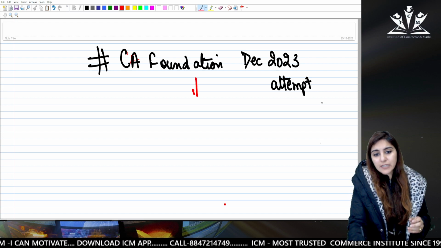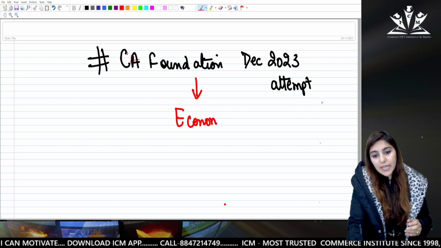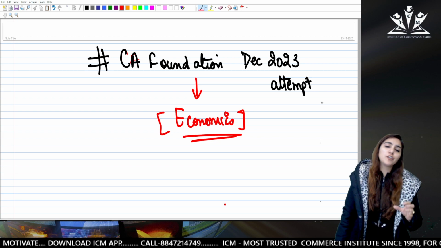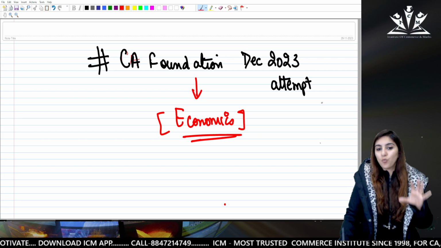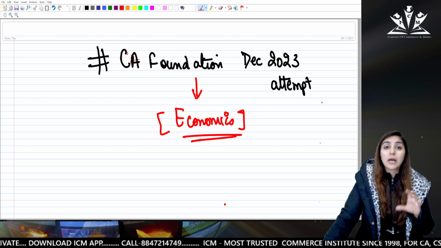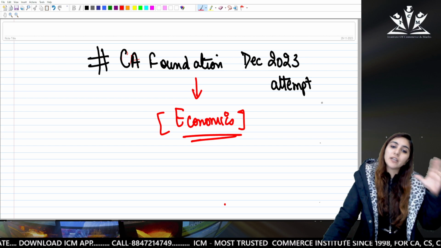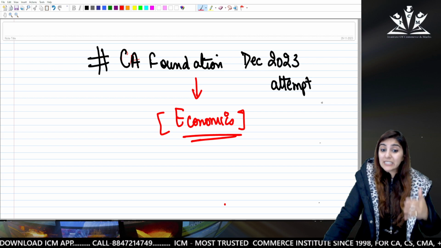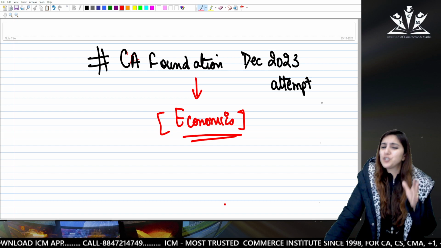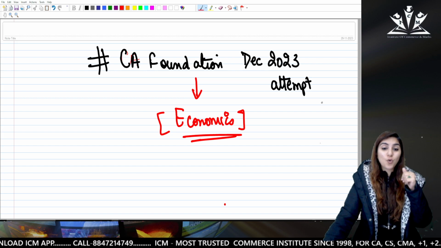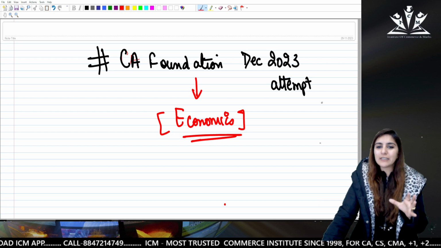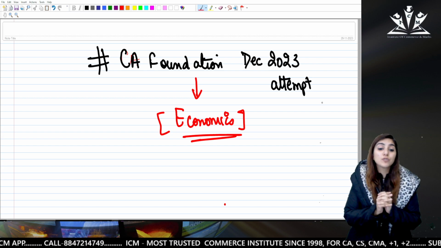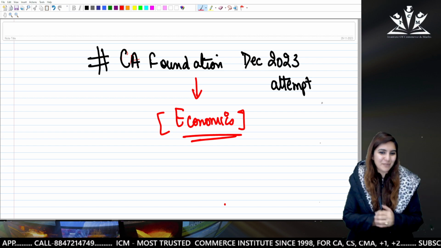As far as our subject of CA Foundation economics is concerned, for preparation of economics this attempt, we are not following the new syllabus, but the syllabus which was done previously. That is going to be a plus point for you. Why? Because in the next attempt, the syllabus is going to be too wide. So I would like to convey this: kindly clear your attempt this time only, to save yourself from doing a lot of syllabus next time.